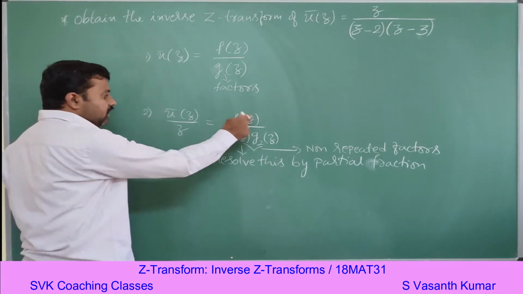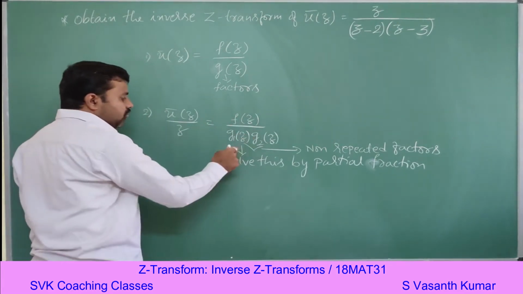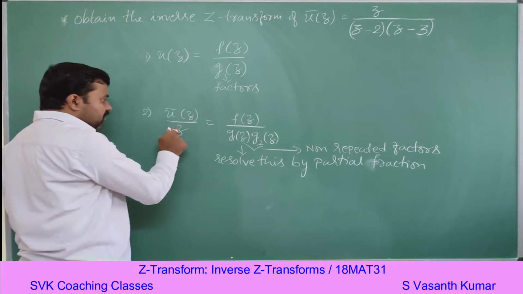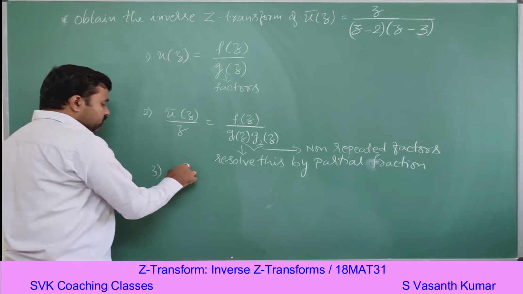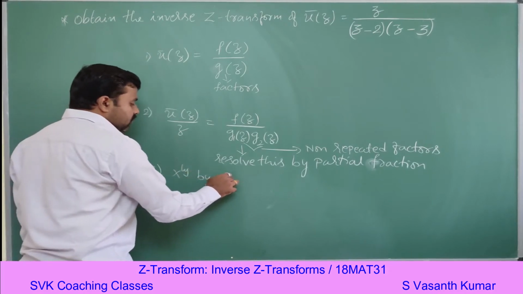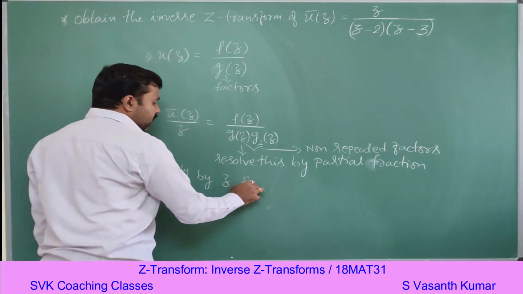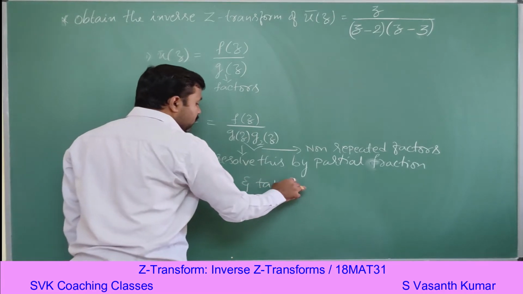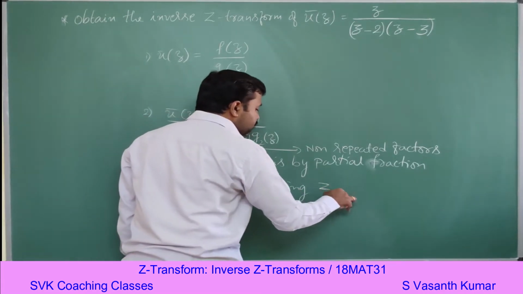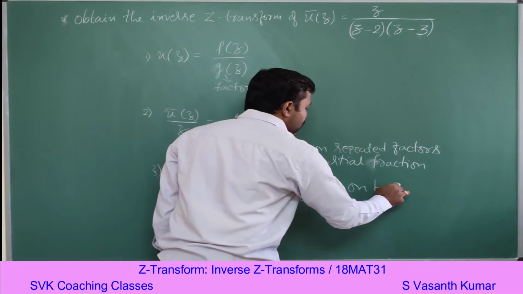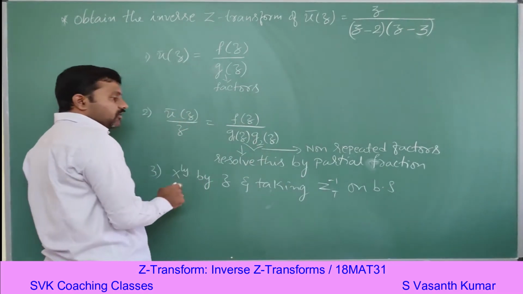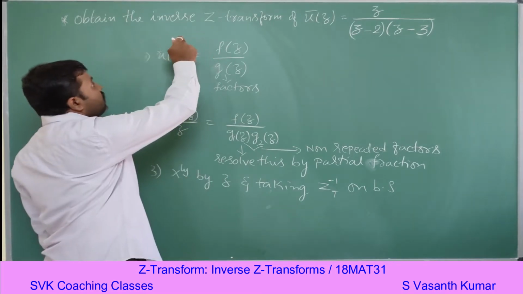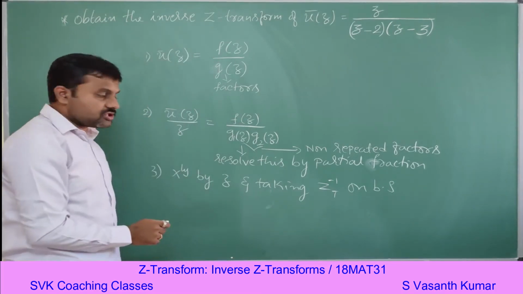Then after finding the values of A and B, substitute over here and multiply throughout by Z. Step number 3 is multiply by Z, and taking ZT inverse on both sides, you get ZT inverse of U bar of Z as U n. This is the way of finding the inverse Z transformation.